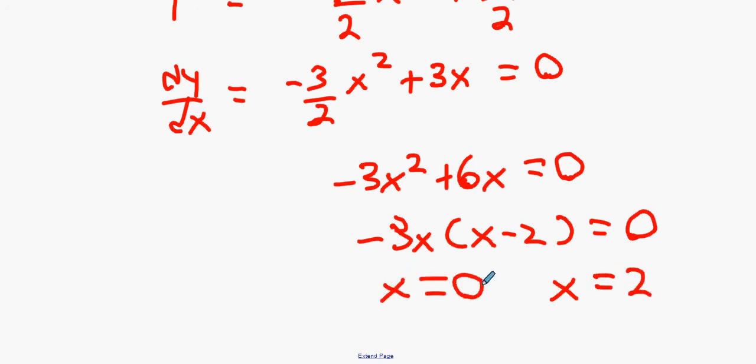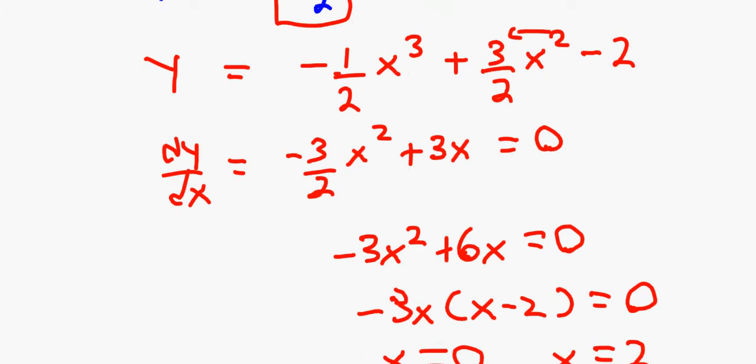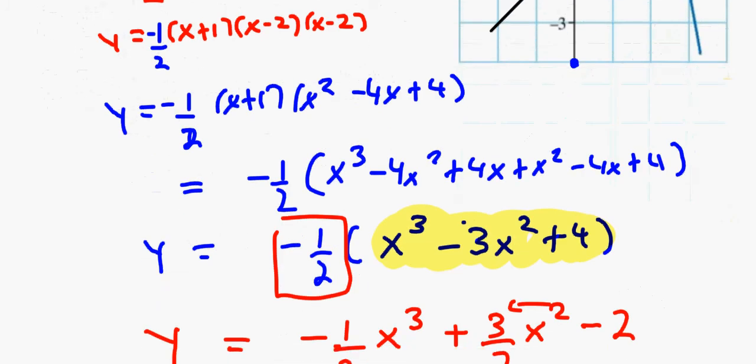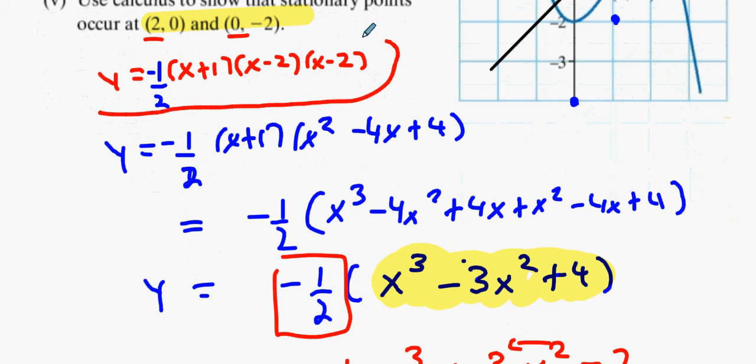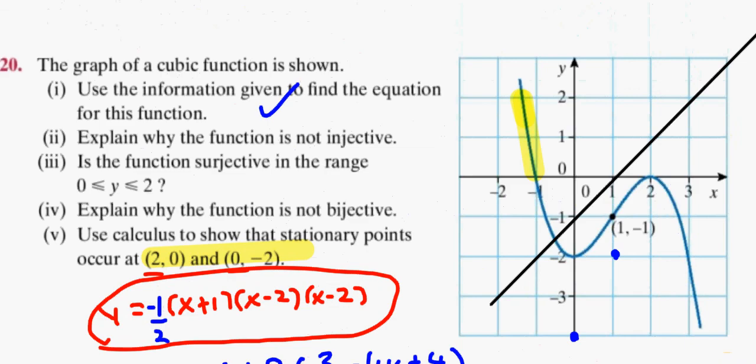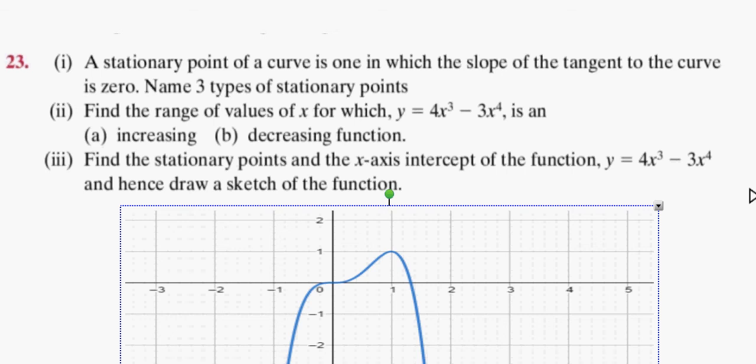0 and 2. Is that what was expected to happen? 0 and 2. How do I get the y values? Sub it back into the original function, and you'll get 2, 0 and 0 minus 2. Okay. I felt like I aged badly doing that one.